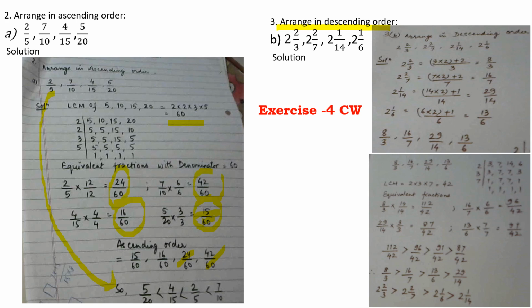Let us try exercise question 3 section B. You have to arrange in descending order. The steps will be the same. Now they are mixed fractions. So what will we do first? We will change them to improper fractions.